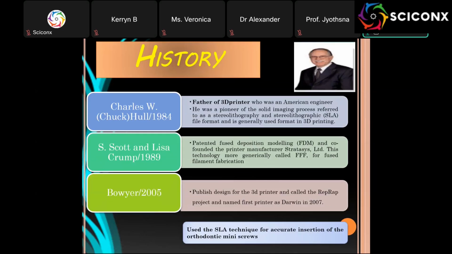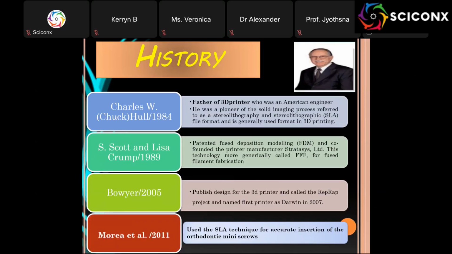He developed a modeling process called FDM, the fused deposition modeling process. And it was manufactured by a dental company, Stressless Limited. Even in the orthodontic department, as a mini screw, this SLA technique was used in the year 2011. So the three-dimensional printing process came into the dental clinics by the era of 2011. Before that, it was just in the era of in vitro studies in the literature.